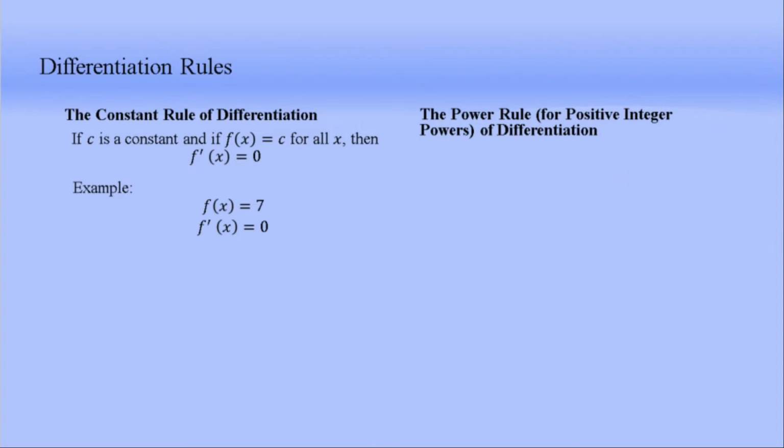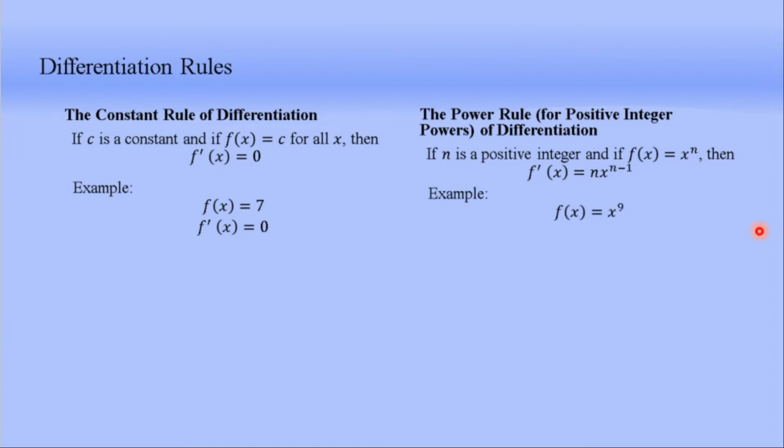So the next rule is the power rule for positive integer powers. This rule states that if n is a positive integer and if f of x equals x raised to n, then the derivative of that function is n times x raised to n minus 1. For example, f of x equals x raised to the 9th power.